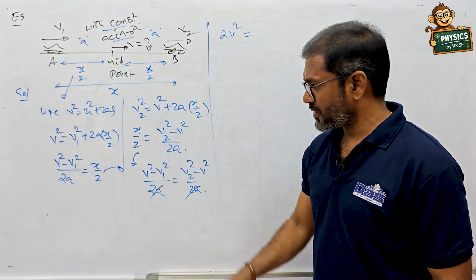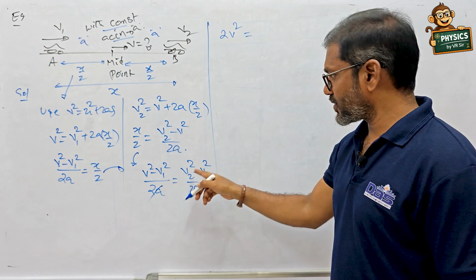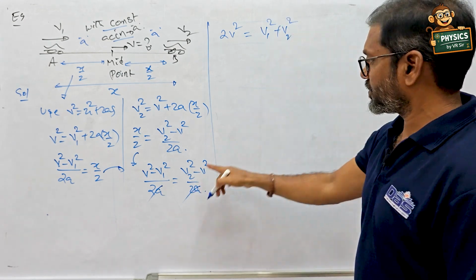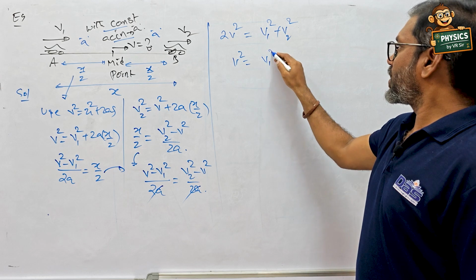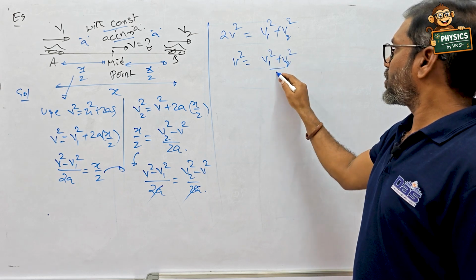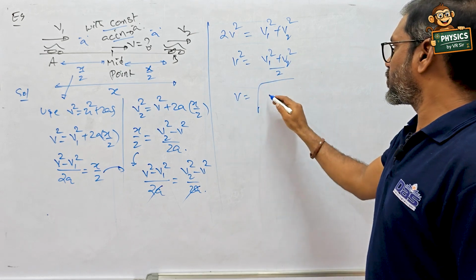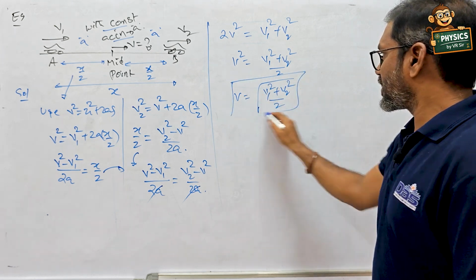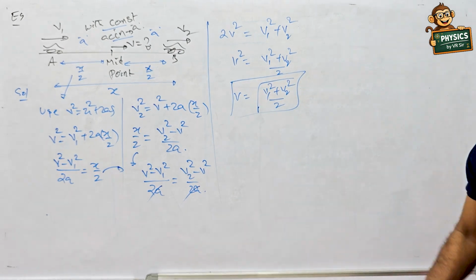This minus v square, take it to the left side, and v1 square take it to the right side. So it is nothing but v1 square plus v2 square. And again v square is equivalent to v1 square plus v2 square upon 2. Therefore v is equivalent to root over v1 square plus v2 square upon 2. So this is the velocity at the midpoint of the 2 points.